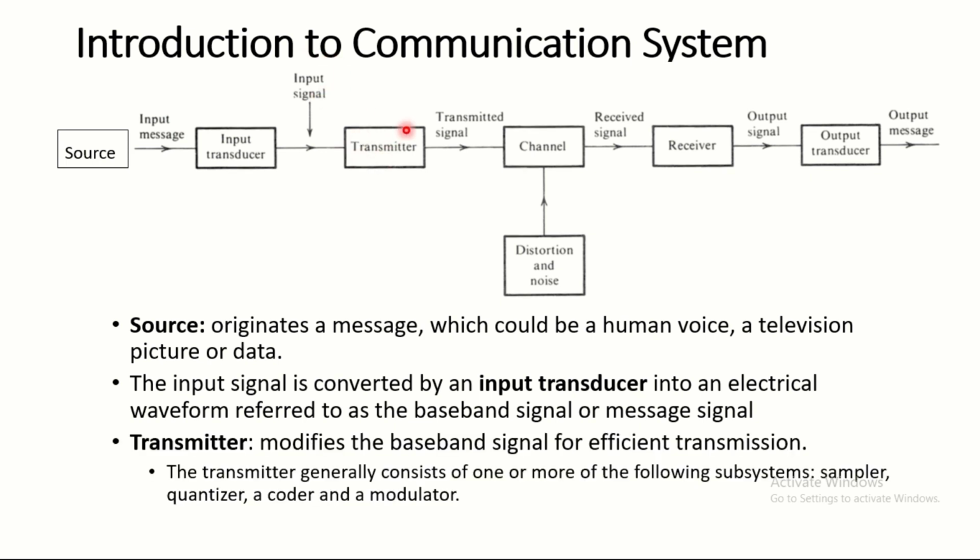Then we have the transmitter. This transmitter takes the output of the input transducer and transmits it to the receiver through this channel. Basically, this transmitter will modify this input or baseband signal to another signal in order to efficiently transmit it. So this may involve modulation, similarly sampling, quantization, coding, and so on.